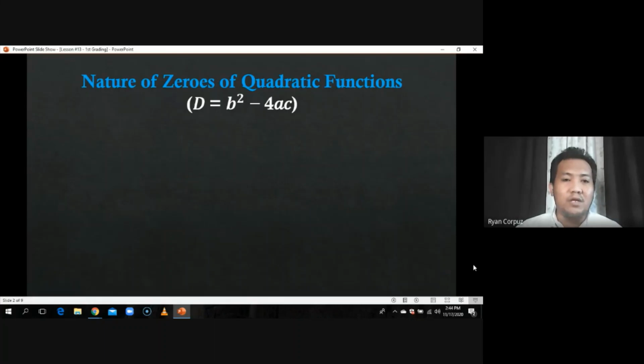So, knowing the nature of the zeros of the quadratic functions, we can also make use of that formula, and all you have to do is find the discriminant of it. In a quadratic function, we call that zeros of the function, but in a quadratic equation, we call that roots of that quadratic equation. So, what are those natures of zeros of the quadratic functions?